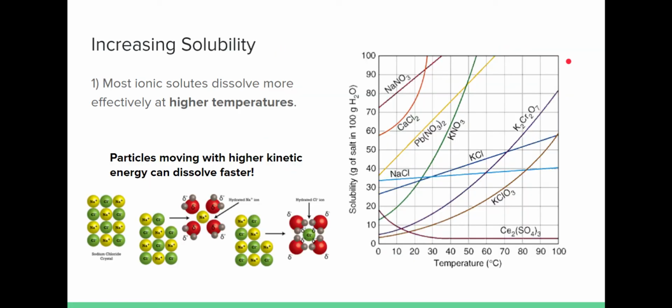There are a few different ways that we can increase the solubility of an ionic solid. Most ionic solutes dissolve more effectively at higher temperatures. We said, according to kinetic molecular theory, at higher temperatures, particles are moving with a higher average speed. So the speed with which water molecules are able to surround ions is increased at higher temperatures. You can see that most ionic compounds will become more soluble at higher temperatures. Some don't, but for most ionic compounds, they do.